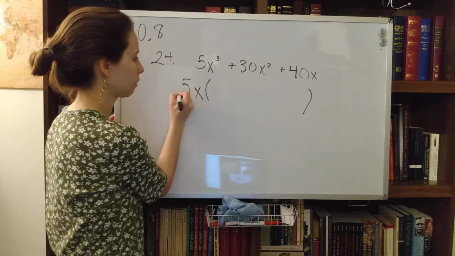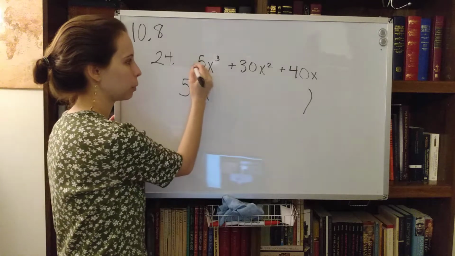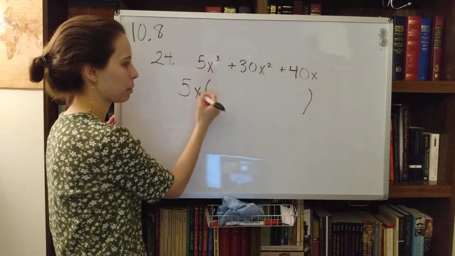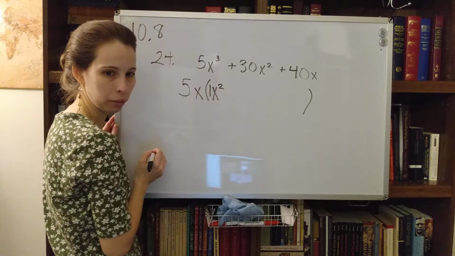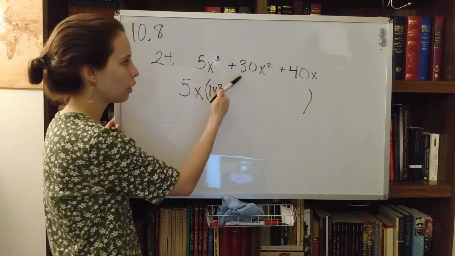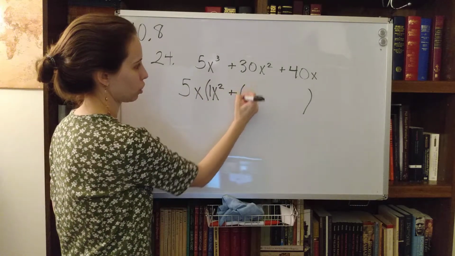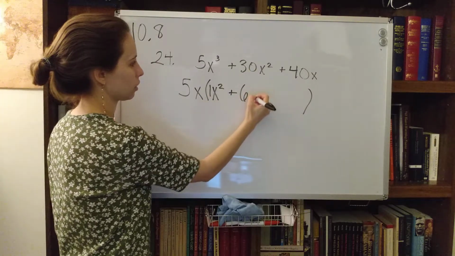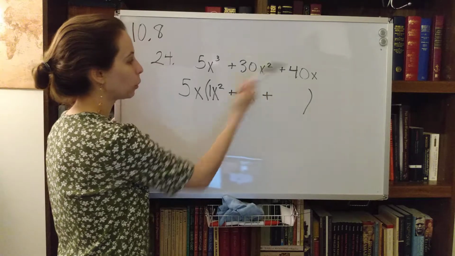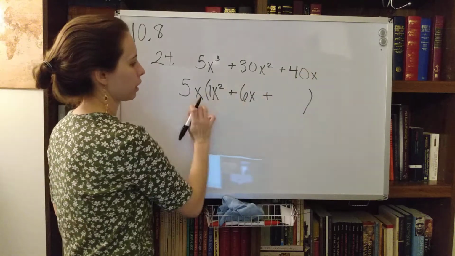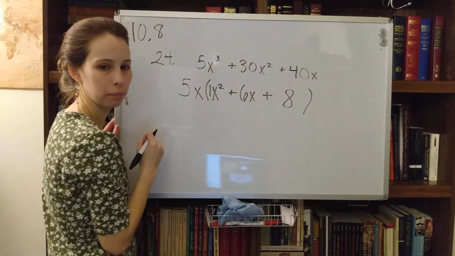So we're going to put a 5 here, and then we're going to say 5x cubed divided by 5x will be 5 and 5 will make a 1, and x cubed divided by x will be x squared. We don't have to put the 1. We can if we want to. 30x squared, we'll do 30 divided by 5, that is 6, and x squared divided by x is just x. And then we're going to come to the last term, 40 divided by 5, and then x divided by x, and that's just going to be 8, because the x's will completely cancel out.